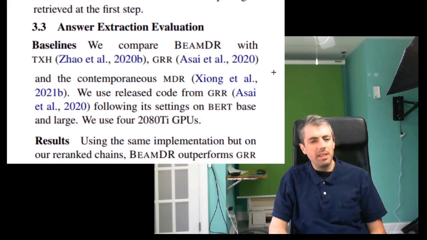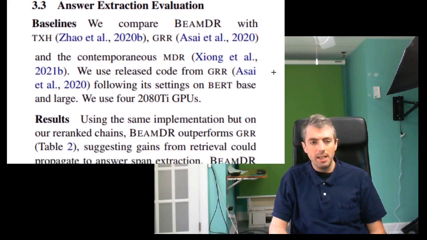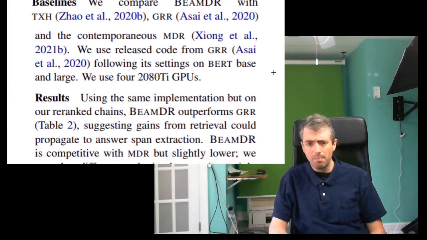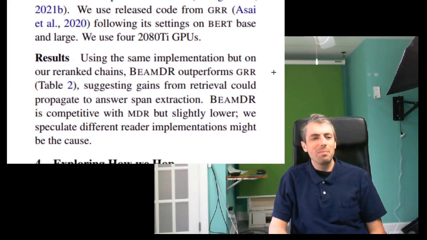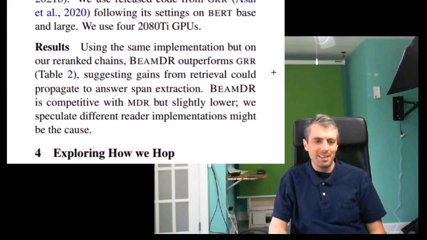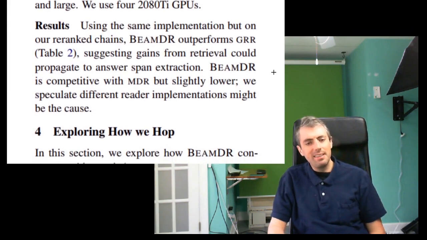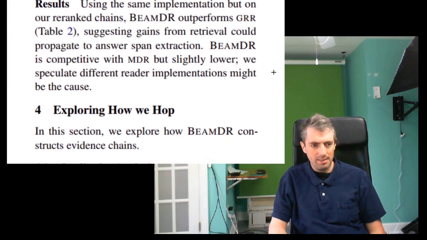Using the same implementation, but on our re-ranked chains, BeamDR outperforms GRR, suggesting gains from retrieval could propagate to answer span selection. BeamDR is competitive with MDR, but slightly lower. We speculate different reader implementations might be the cause. Exploring how we hop. In this section, we explore how BeamDR constructs evidence chains.